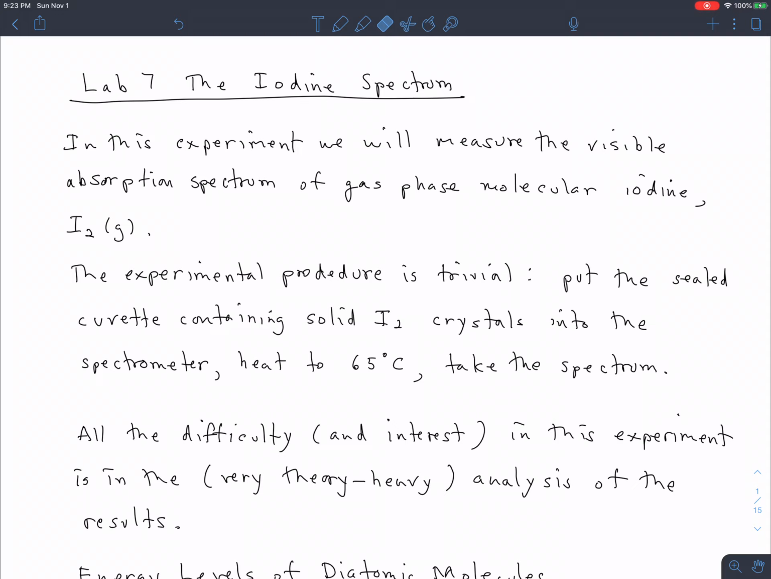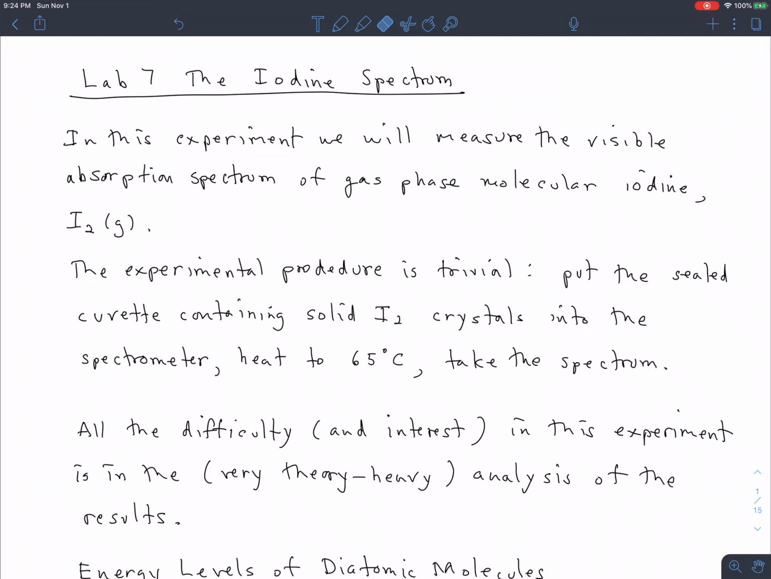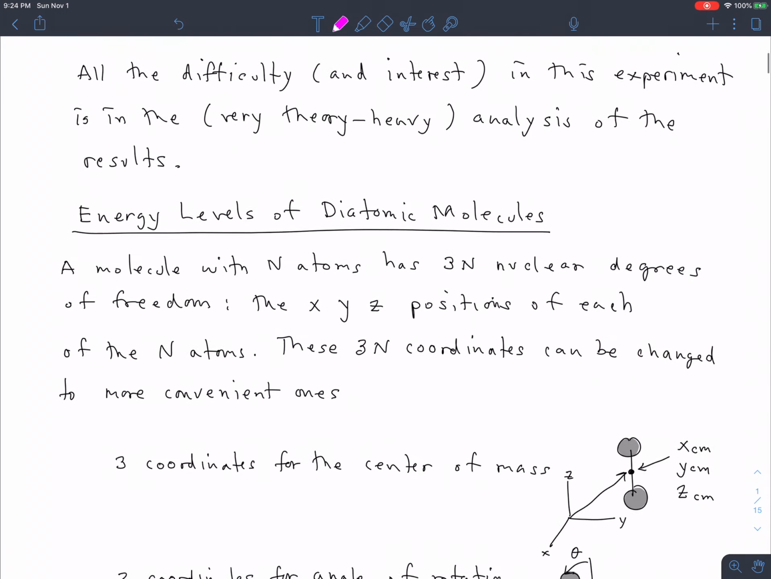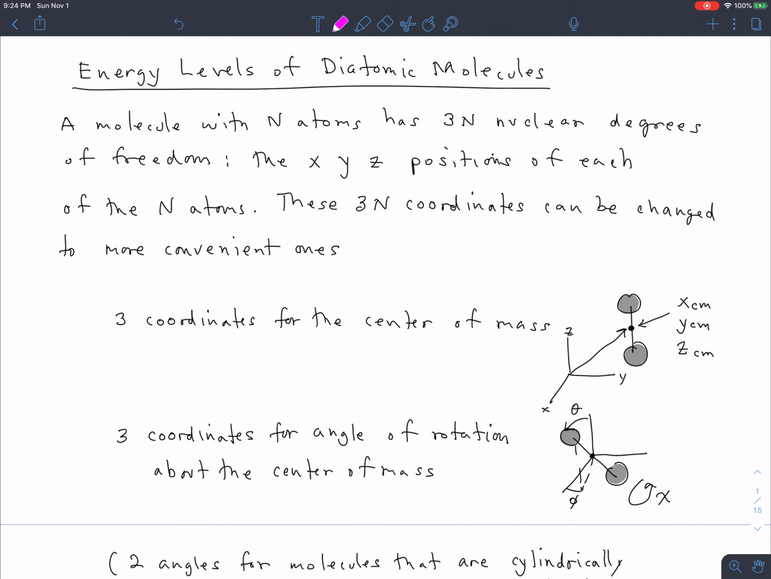It amounts to taking a cuvette full of iodine and putting it in a spectrometer, heating it up to 65 degrees, and then taking the spectrum. So you don't get the experience of actually taking the spectrum, I guess, but there's not too much experience in that anyway. So, all right, let's talk at first about the basic ideas behind a spectrum.